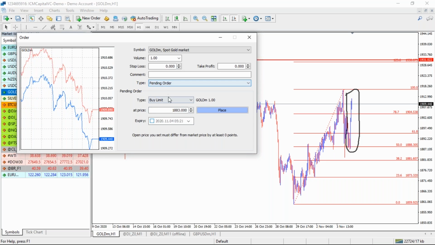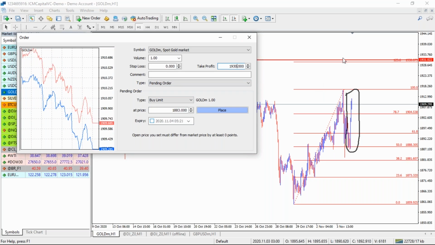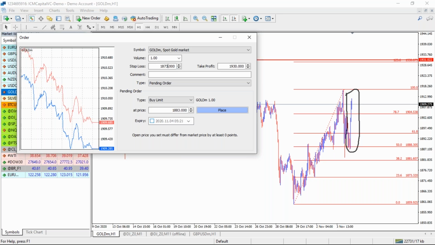This is a buy limit, and his take profit could be the 1930 level, the level that we got through Fibonacci extension. The stop loss could either be the 23.6, for example 1873, or it could be the lowest point, which is 1859.